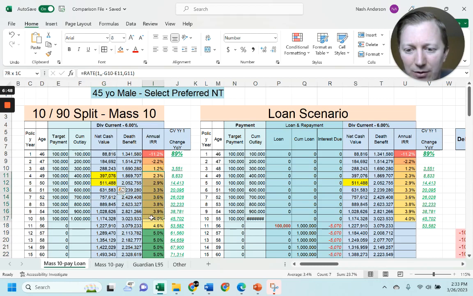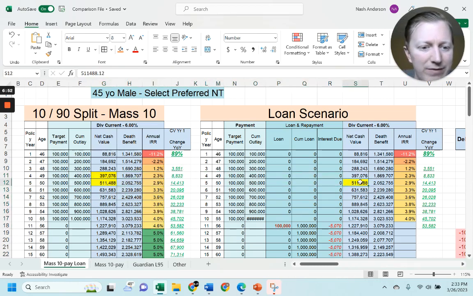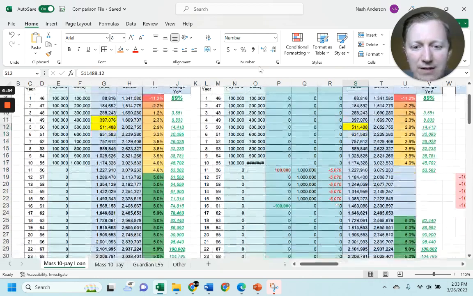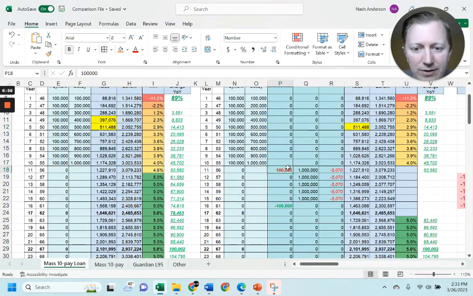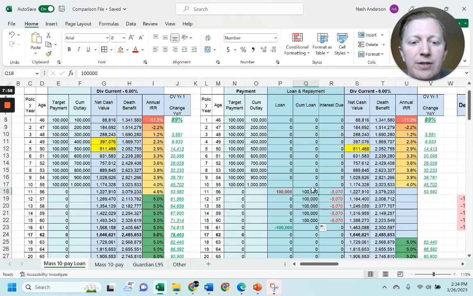And then you can see the growth just continues and continues on. Same on the right, so 511, 488. And these numbers are identical until you take your loan out here. Actually, it's in year 11. So, loan out here in year 11 of $100,000. $100,000 for 5 years, and then we pay it back.